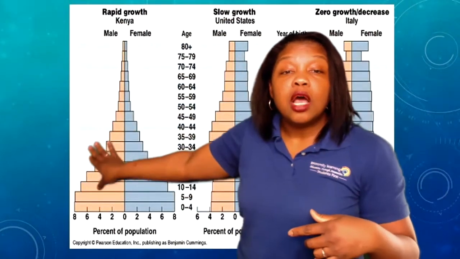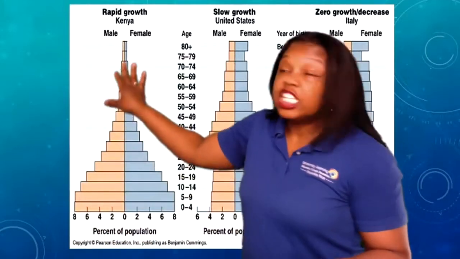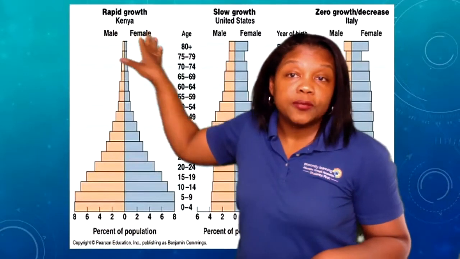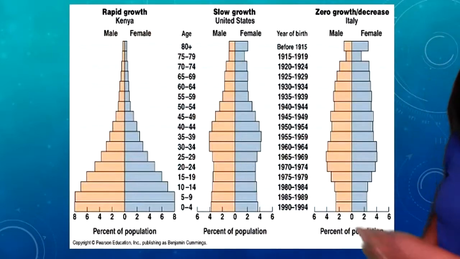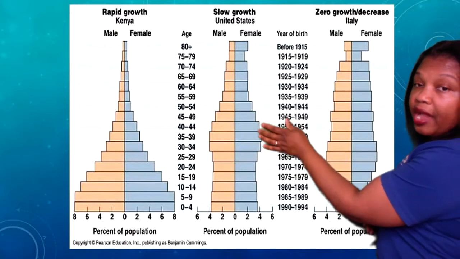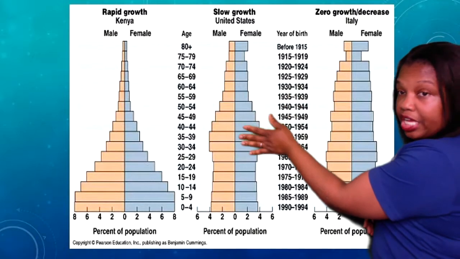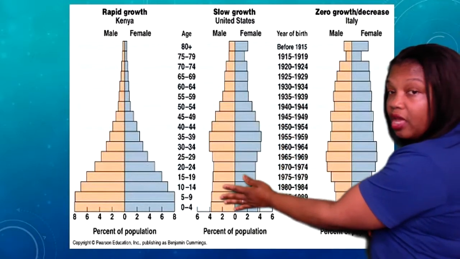So they call this a pyramid, this is what they call a population pyramid. This population pyramid is called a rapid growth one. The US, on the other hand, is about even. So you see that? So the children, the parents, the childbearing year individuals are having few children.